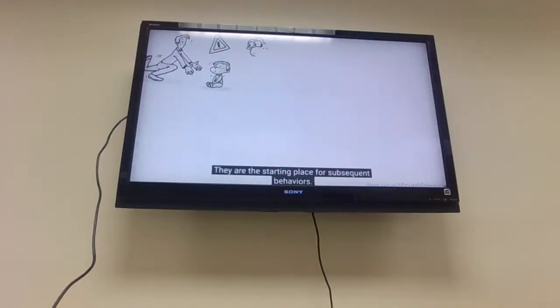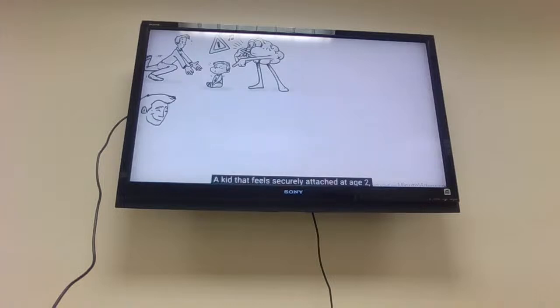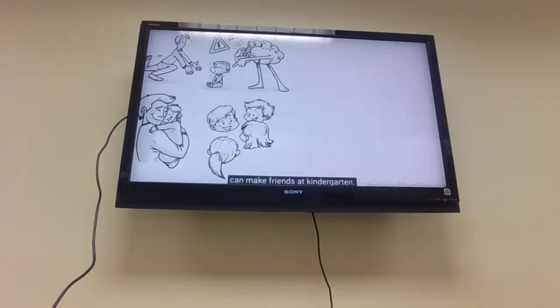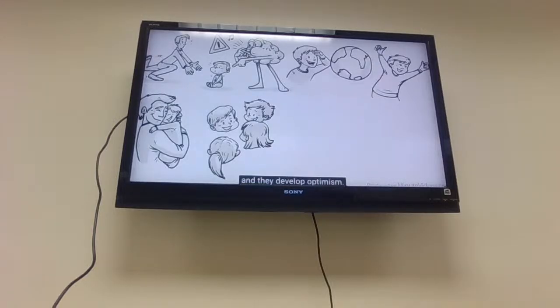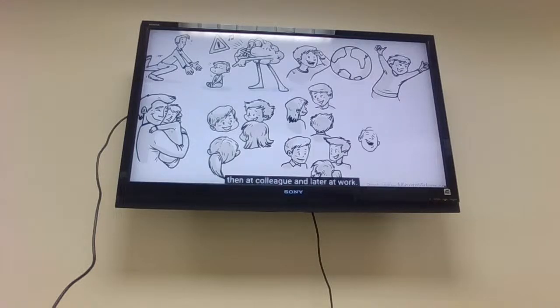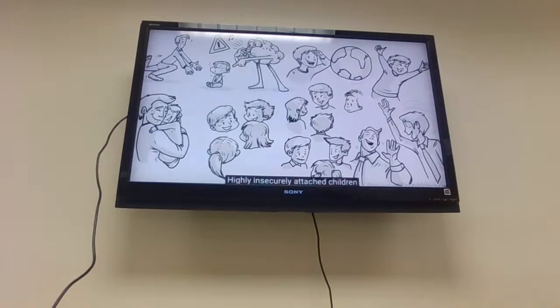But there is another reason why the early years deserve special attention. They are the starting place for subsequent behaviors. A kid that feels securely attached at age 2 can make friends at kindergarten. Their worldview gets reinforced with every interaction, and they develop optimism. As a result, they make good relationships at school, then at college, and later at work. Highly insecurely attached children can miss out on this opportunity.